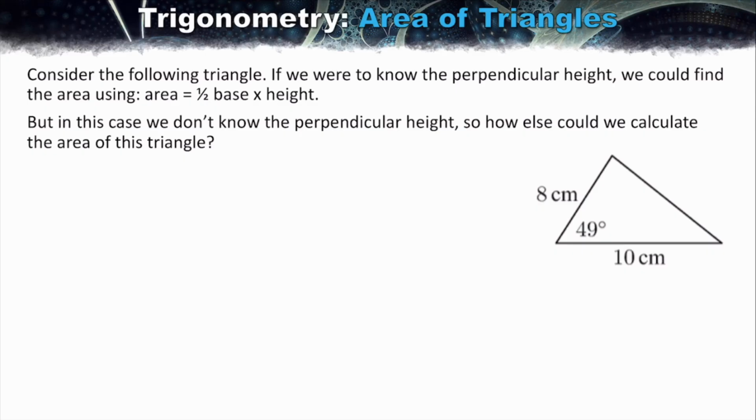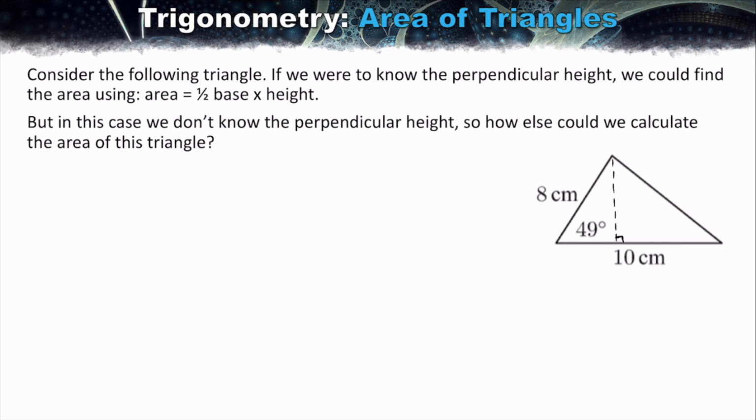So let's consider the following triangle that we've got here. We've got a triangle that's got an angle between two sides that's 49 degrees, and those two sides are 8 centimeters and 10 centimeters. Up until this point, we know that we can calculate the area of a triangle using half times base times the perpendicular height of that triangle. The perpendicular height being this height just in here of our triangle, so it's got to be at right angles to the base. And the problem here is we don't necessarily know the perpendicular height of the triangle.